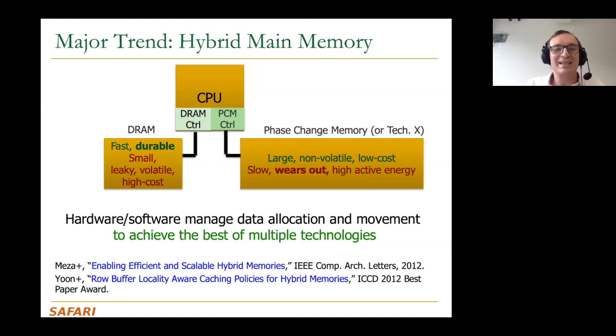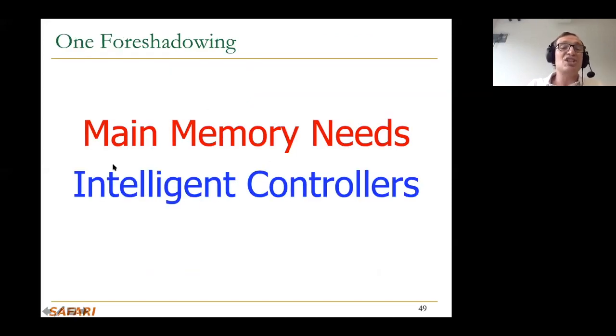So it's fascinating. Again, this kind of picture was not there in the 1990s or early 2000s. This picture I drew actually in 2010, I think, in a keynote I gave on main memory. Okay. So one foreshadowing I will have is clearly there are a lot of challenges and a lot of opportunities, but I think a lot of the challenges could be solved and new opportunities can be enabled if we actually make the memory controllers more intelligent.